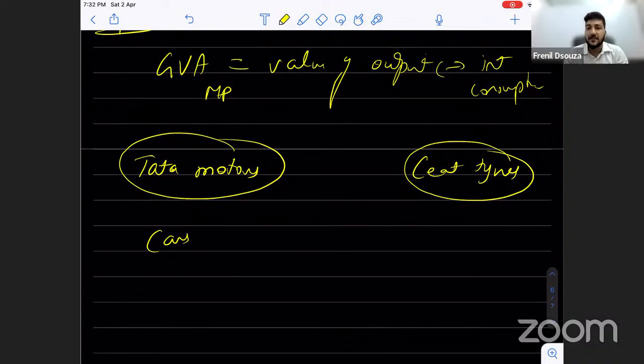And what does Seat Tires produce? Yes, you are right. A lot of chats that I'm getting. I'm very happy that students are actively answering. Good, Mustaq. You have understood very well. Now, Tata Motors produces what? Cars. And Seat Tires, of course, they produce tires, right?